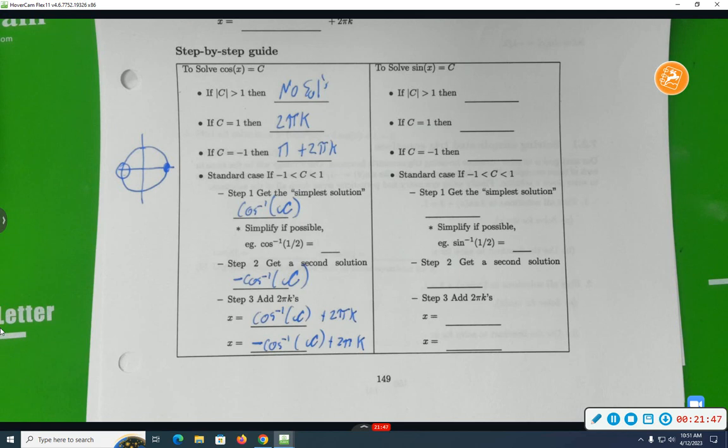What we'll get into next time is sine and tangent, and then how to use that.